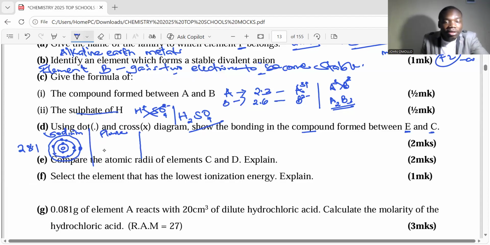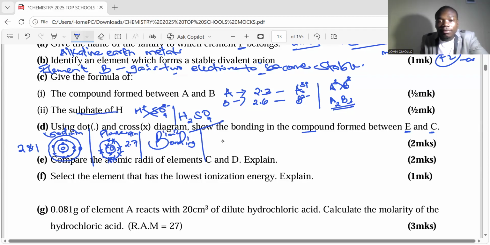So the fluorine atom, electron configuration of fluorine: the nucleus, then followed by the first energy level with 1, 2 electrons, followed by the second energy level with how many? 7. 1, 2, 3, 4, 5, 6, and lastly 7. So this is the fluorine atom. So it has 2, 7. That is the electron configuration. Let's go to the bonding now. The ionic bonding. So let's go to the ionic bonding.